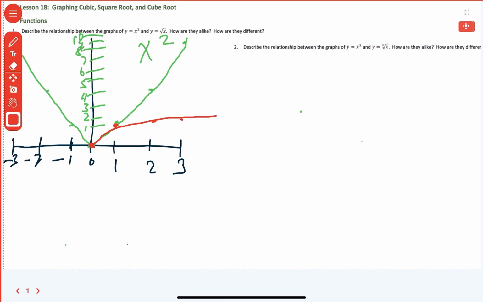So it says describe this relationship. So the square root is what? It's half of a parabola, right? It would be half of a parabola, but it would also be what? Reflected, right? See that?